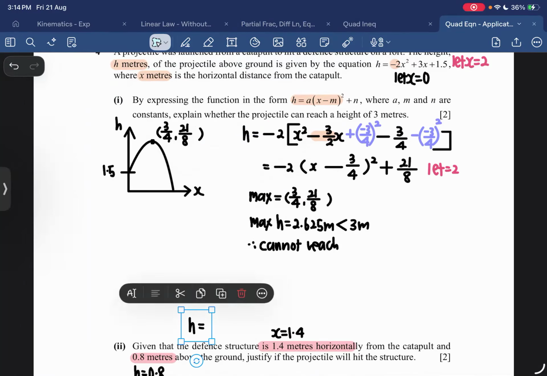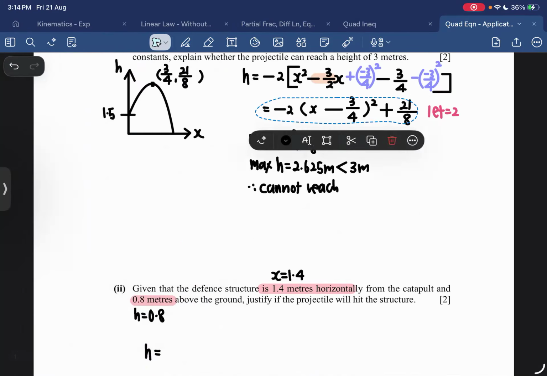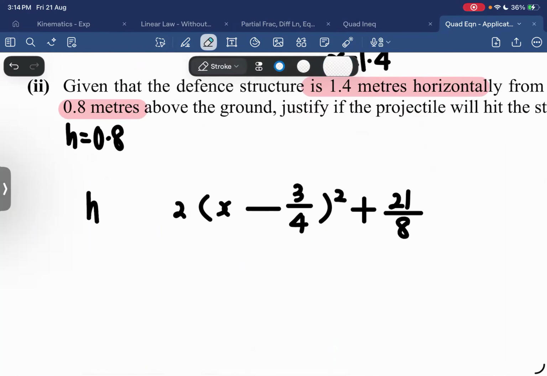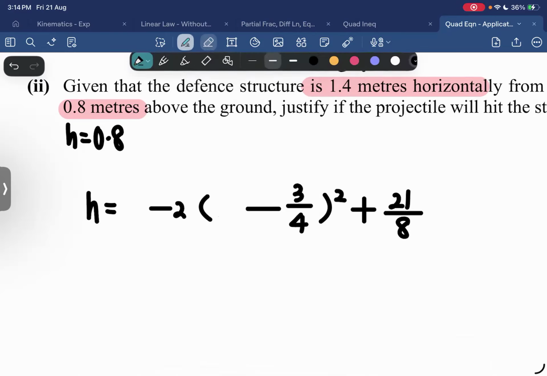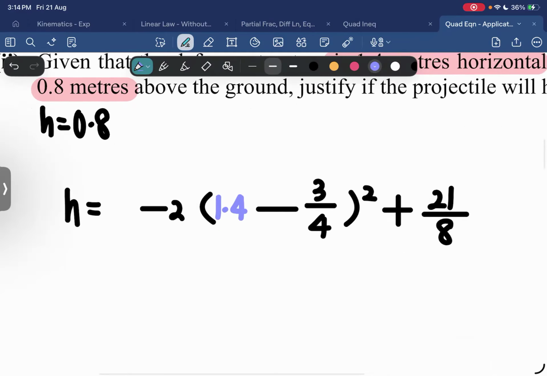Because with h, I must go and solve. But if I sub in x, I can just sub in nicely. Then I can sub in this one. So x is 1.4. I'll press the calculator: 1.4 minus 3 quarter, then squared, plus 21 over 8. This one here gives me 1.78 meters.